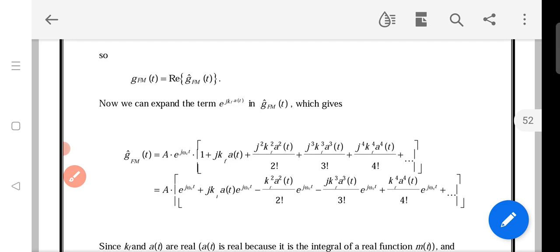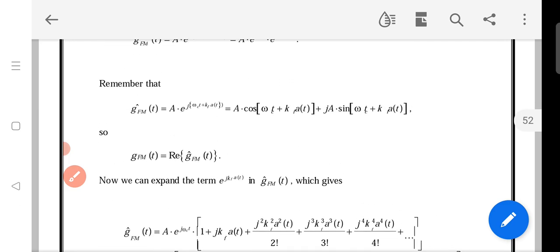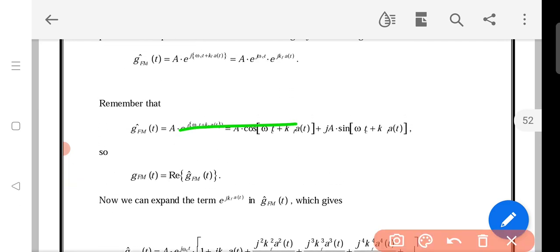This is the further expansion. What is that expansion? e power j kf a of t means there are two terms. We observe here there are two terms: A into e power j omega ct into j e power j kf a of t. Here we expand this term only.